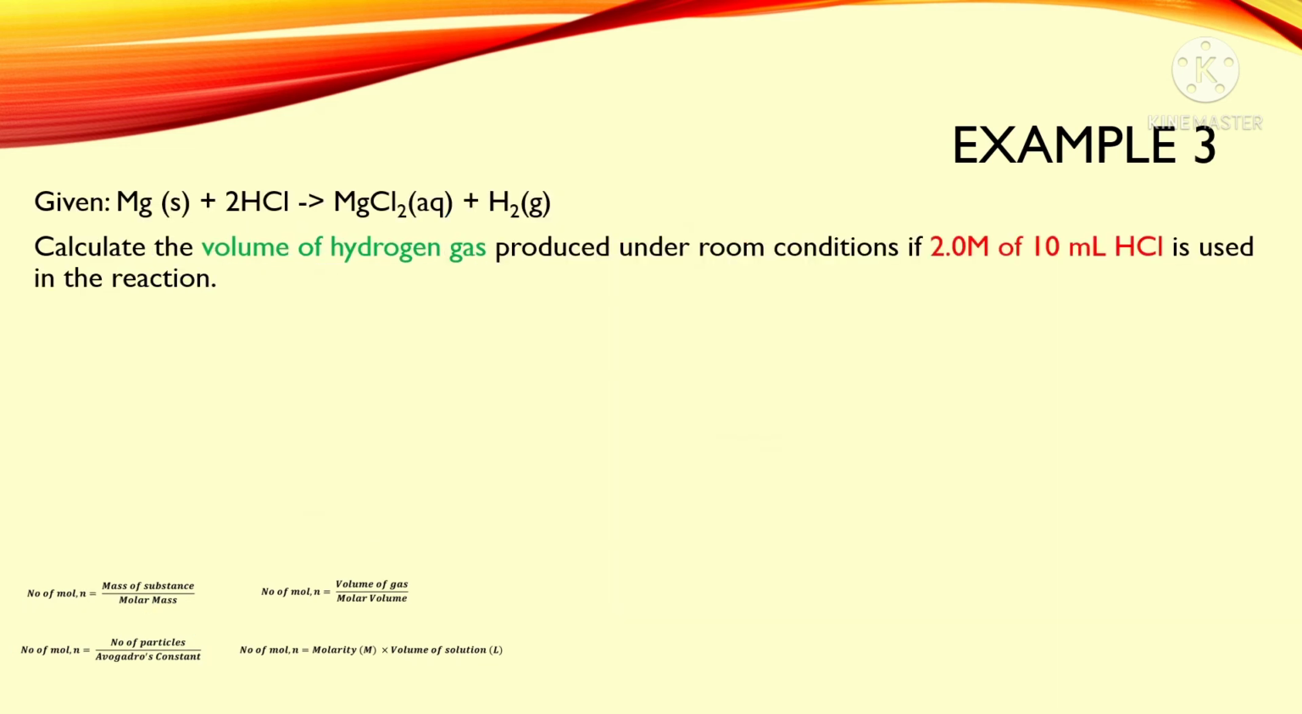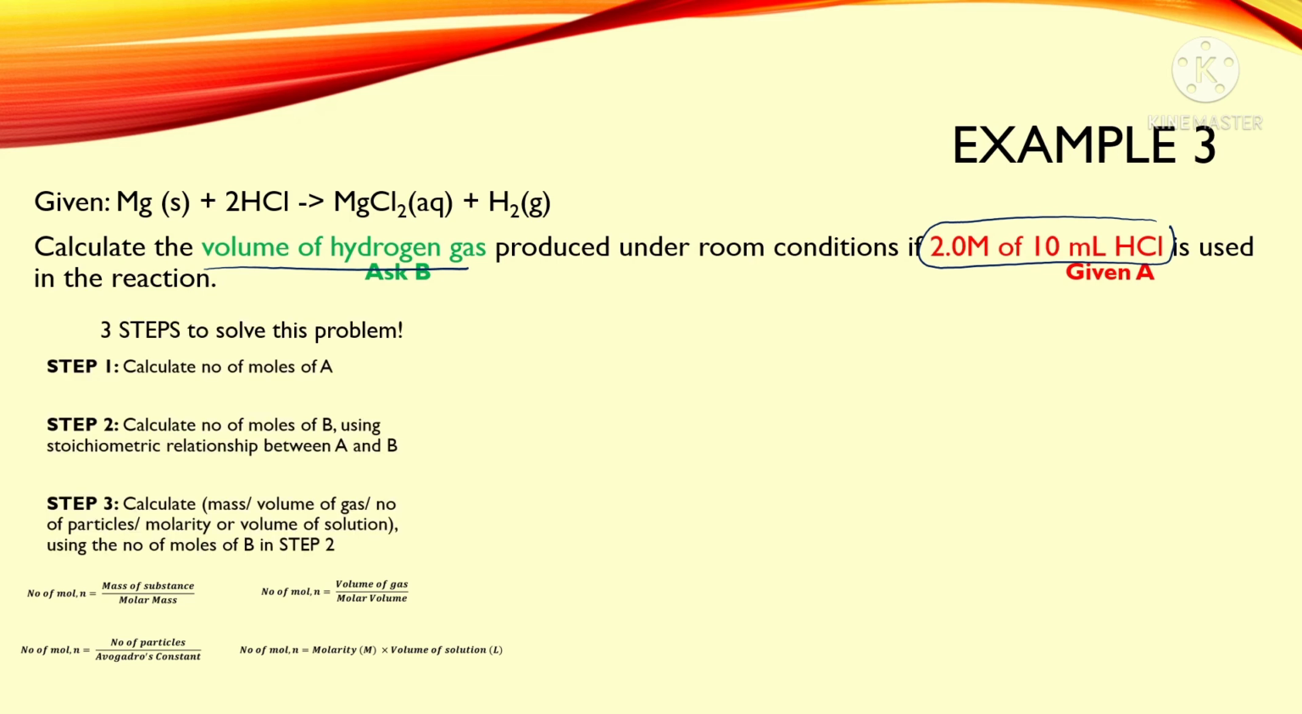Problem solving involves chemical reaction. Usually it will be 3 steps, because usually we will be given A and asked for B. For example, in this question, we have been given the information on hydrochloric acid, but being asked about hydrogen gas. So this is given A, asked for B. Therefore, 3 steps are involved in solving this question.